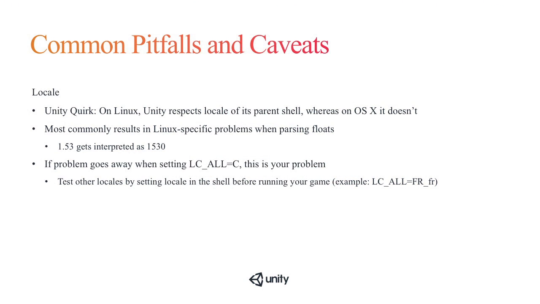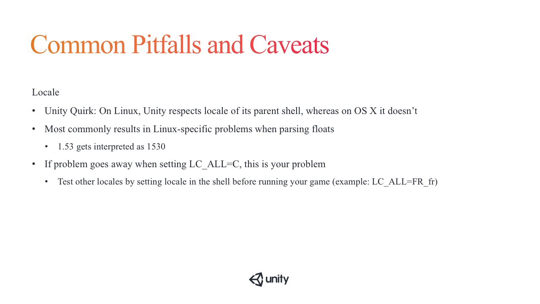So this is a funny one. Locale. Unity has, let's call it a quirk, where on Linux, Unity respects the locale of its parent shell. On OS X, it doesn't do this. This, I believe, is due to a discrepancy in the version of Mono that we're using. You could argue that technically the behavior on Linux is the correct one, but the one on OS X is more convenient. And the problem now is that if we changed it in either place, it would really break a lot of games. So we haven't done anything.